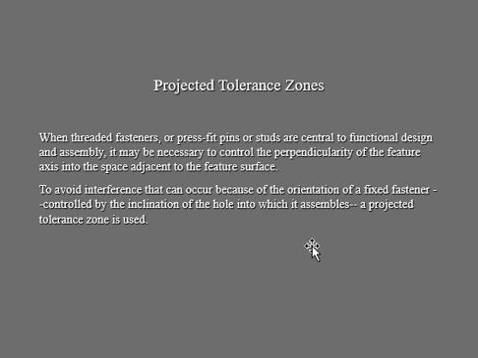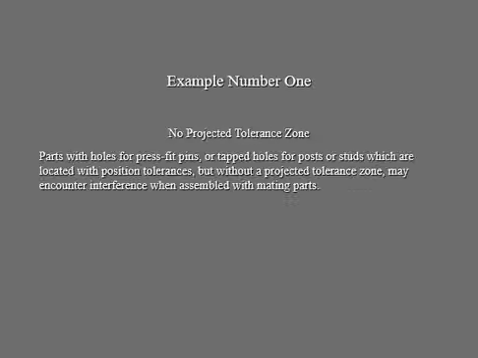The function has to stay intact, and so it's really important to control the perpendicularity because they're fitting to each other usually at 90 degrees. So the perpendicularity of that feature axis has to be in that space adjacent to that feature surface. So let's take a look at it.